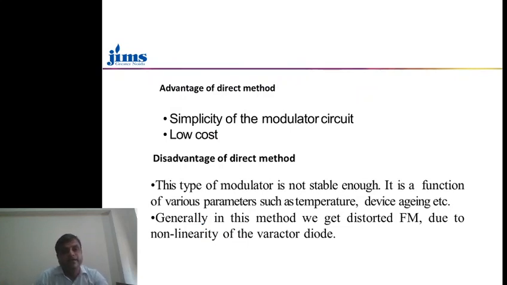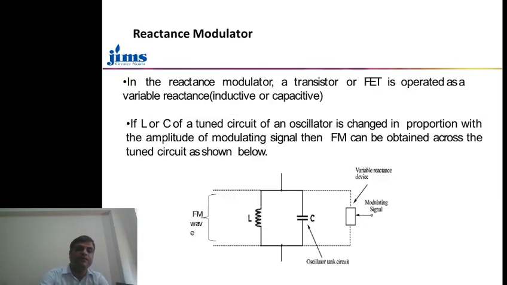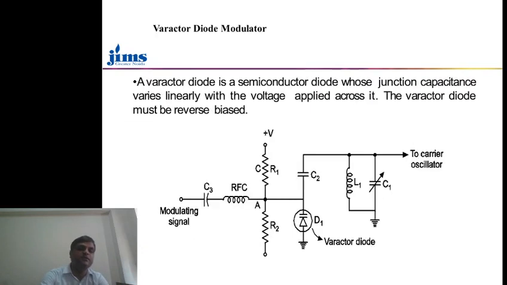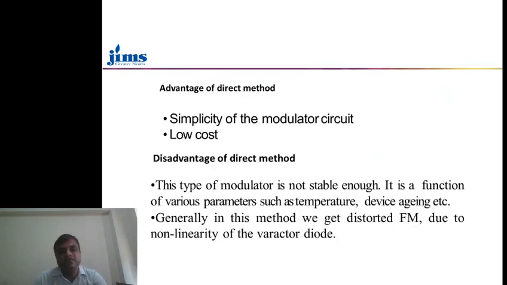Then the advantage of the varactor diode method and the reactance modulator method is, first, the simplicity and the low cost. But the disadvantage is that the frequency of oscillation is not constant. It means the oscillator is not stable, so its frequency of oscillation will change. So it creates a problem in our output.